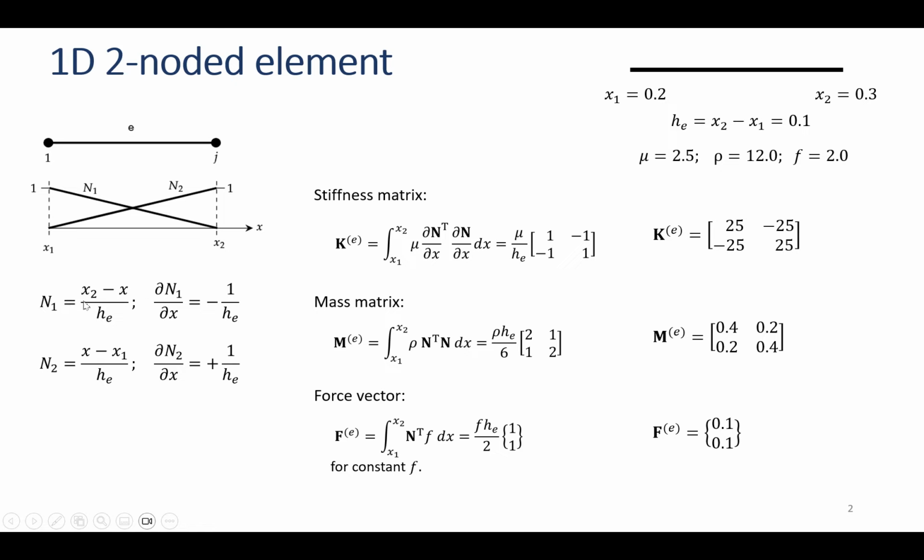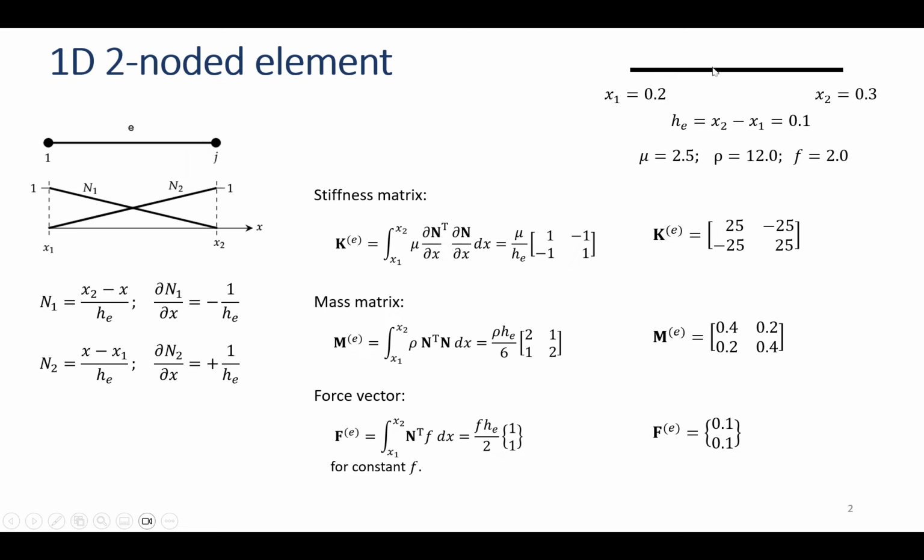So we can derive them in the physical coordinate system x in terms of the nodal coordinates x1 and x2, and then we can integrate the corresponding expressions for the element stiffness matrix, element mass matrix, and element force vector. And these are the expressions in terms of the parameter mu and the element length he, and here rho is like density and f is the specified source term.